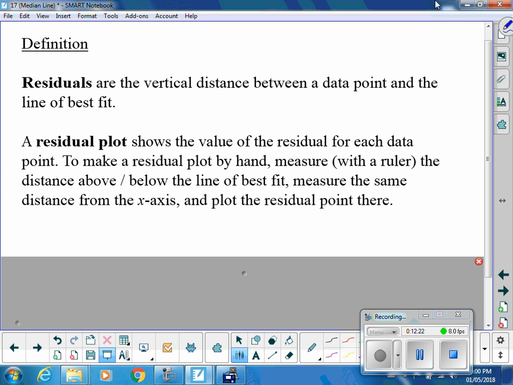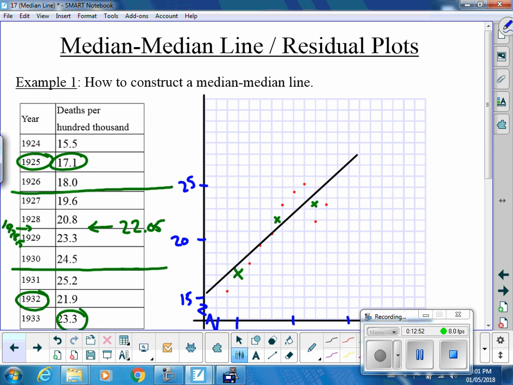So how we do this is we just go point to point, we physically measure, maybe with a ruler, the distance from the point to the line of best fit, and then we replot that distance against the x-axis. So to give you an idea of what that is, I'm just going to do the first couple of points to show you, and then you can finish that off. So if I go back to my plot, and we'll scroll down a little bit here.